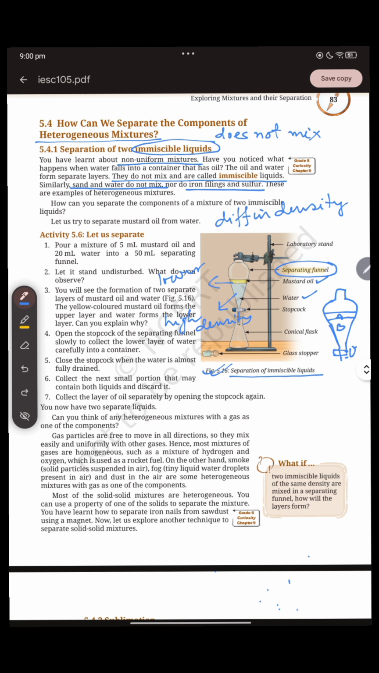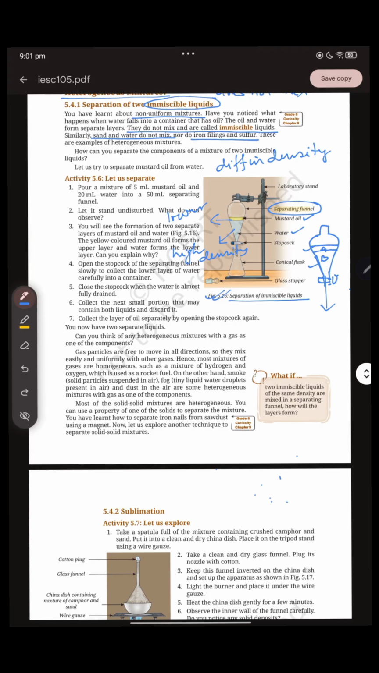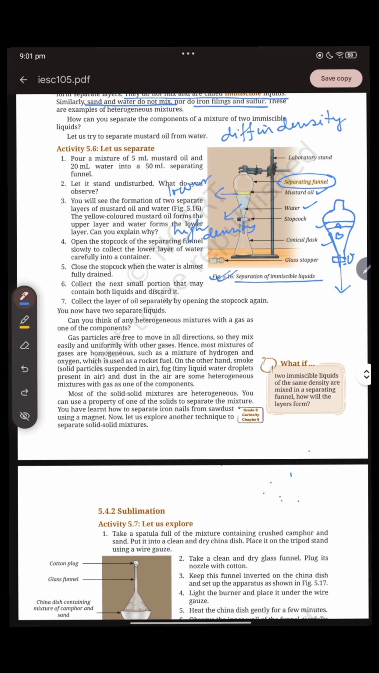The one which has higher density is at the bottom, and the one which has lower density is at the top. After some time, when you see distinct layers of separation, you can make the bottom liquid flow out by opening the stopcock, and you can stop liquid A from flowing out. So inside the separating funnel you still have liquid A, and you have separated liquid B from it. This is how you can separate two immiscible liquids using a separating funnel.